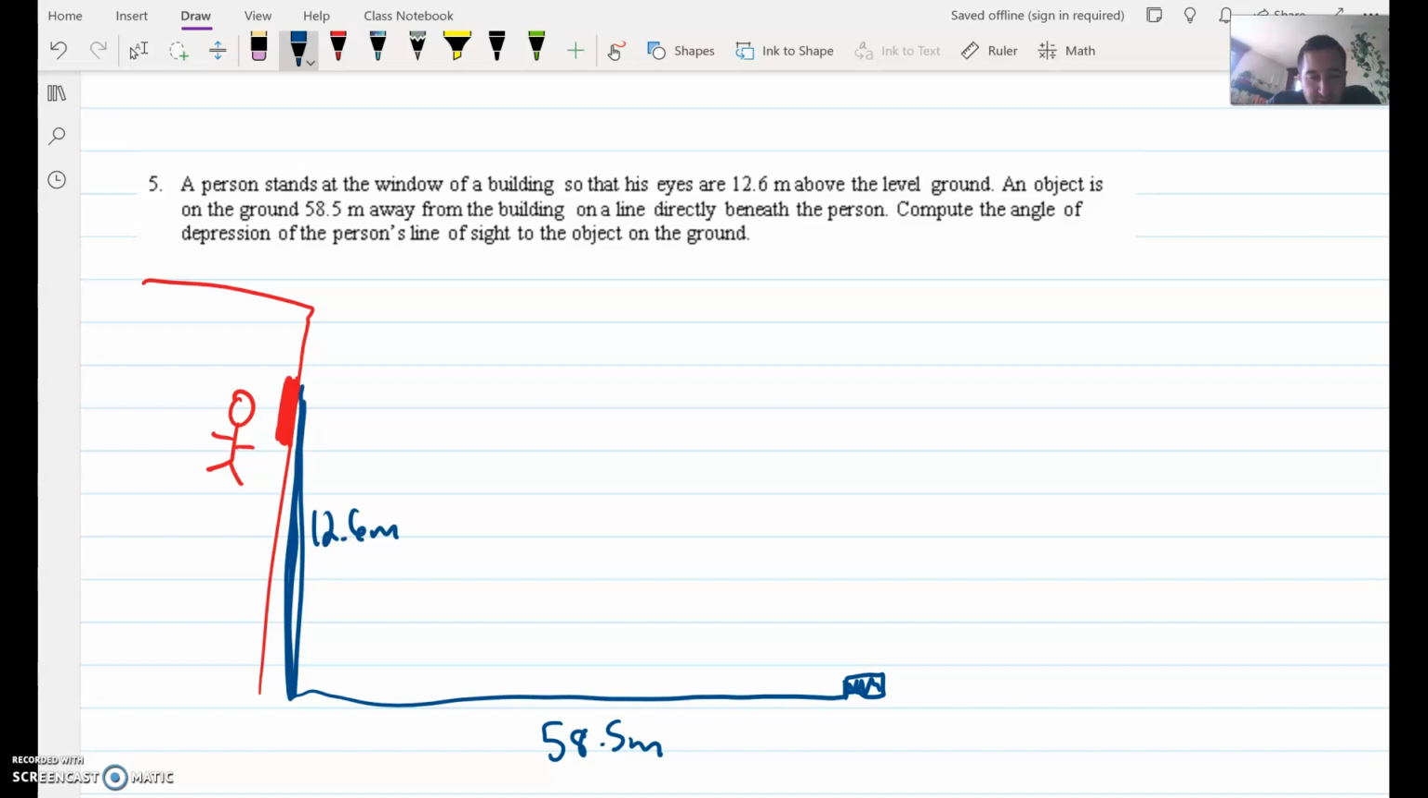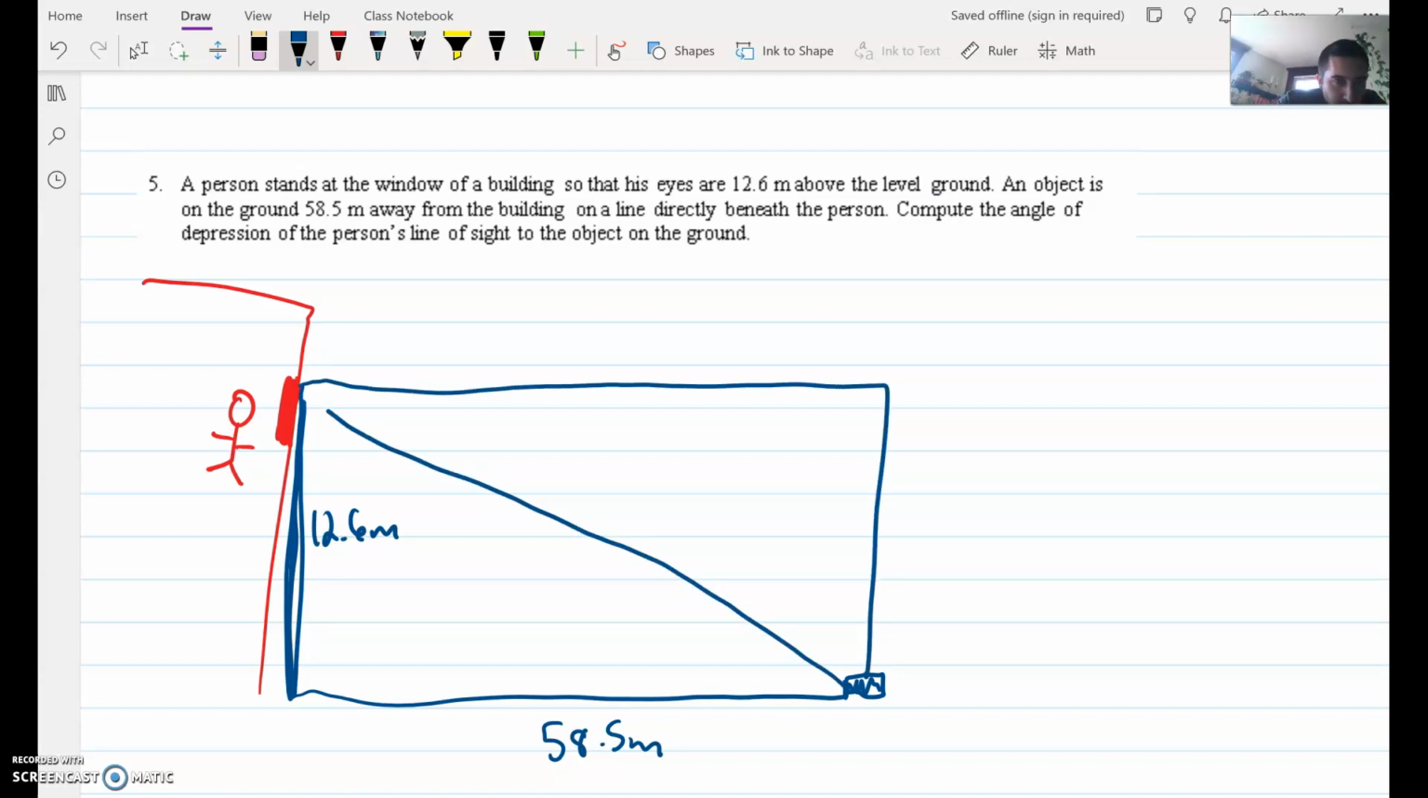Here's why I wanted to show you this problem. Catch this. Don't fall asleep. This would be incorrect. That is not the angle of depression. Angle of depression is parallel with the sky. So this right here is the angle of depression. That is the triangle that we have to use.